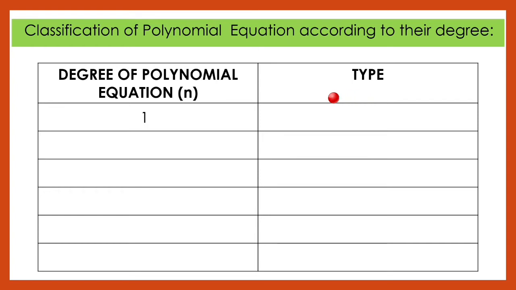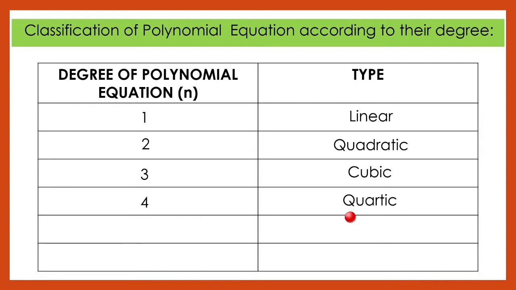Kung ang degree ng ating polynomial equation is 1, the type is linear. Kung ang degree of polynomial equation is 2, yung type niya is quadratic. Kapag naman ang degree ay 3, the type of polynomial is cubic. Kapag 4, ang type ng polynomial natin is quartic. And kapag naman ang degree ng polynomial equation natin is 5, ang type ng polynomial equation is quintic.